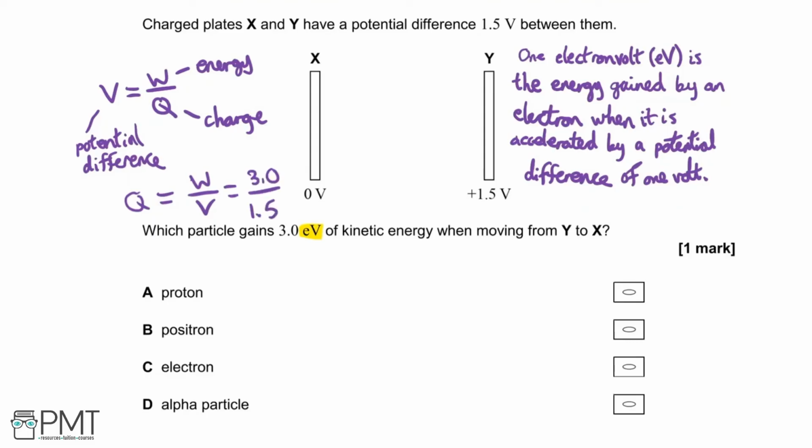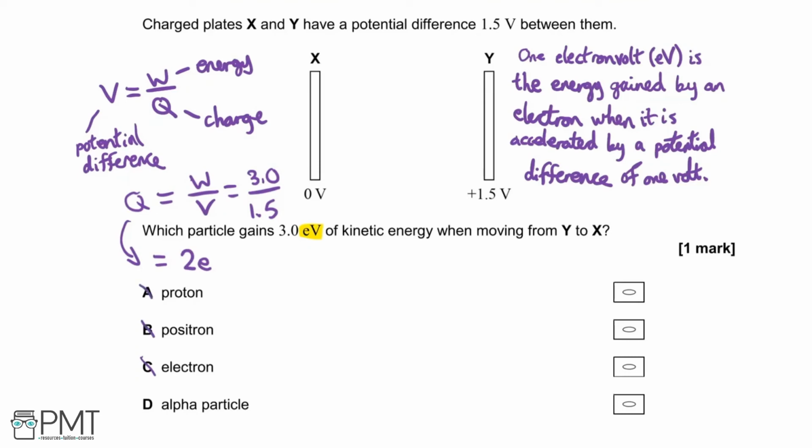So if we divide 3 by 1.5, we end up with a charge of 2 times the charge on an electron. So we know that it's definitely not going to be C because C is just going to have a charge of e. And actually, A and B, a proton and a positron, both have the same charge, regardless of whether it is positive or negative. The magnitude of that charge is going to be the same. It's definitely not going to be 2 times the charge on an electron.